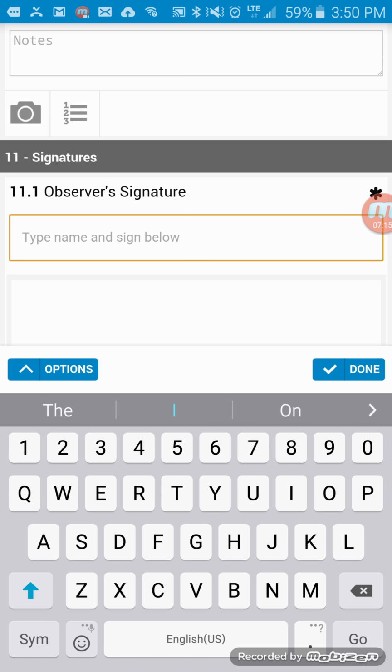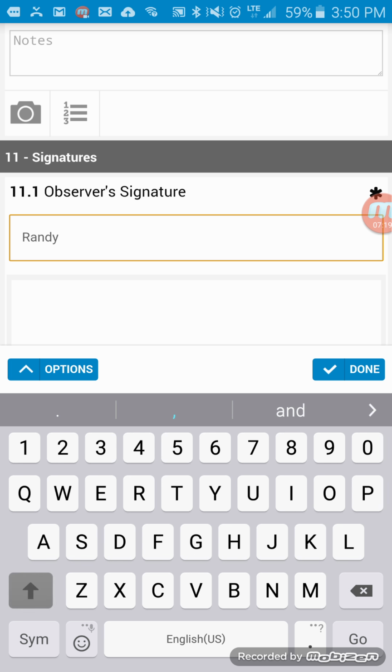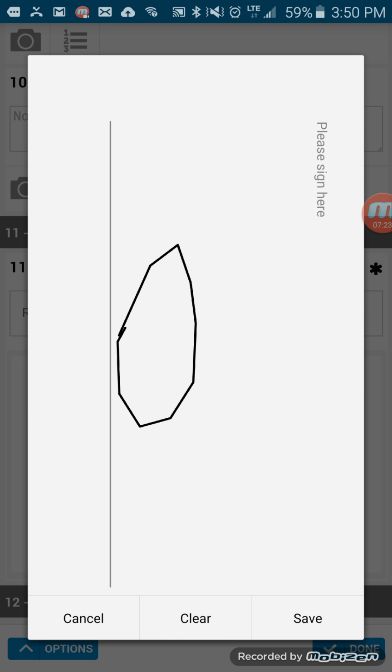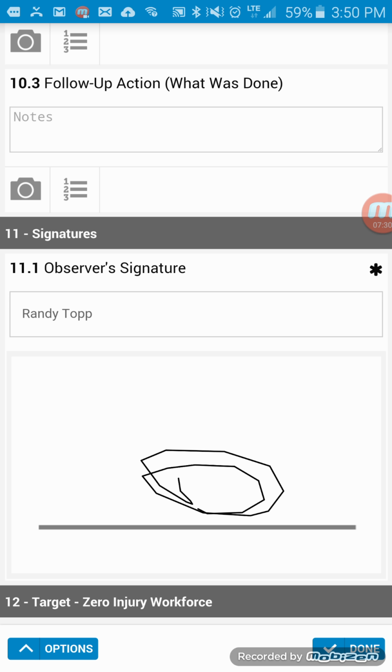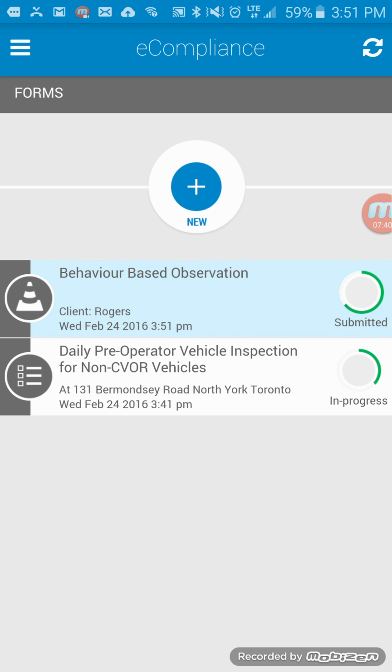So we put in the observer's name. And then we add in our signature. And I could sign it that way. Save. And target 0 entry, and then we're going to go done. Submit for signature. And that's complete.